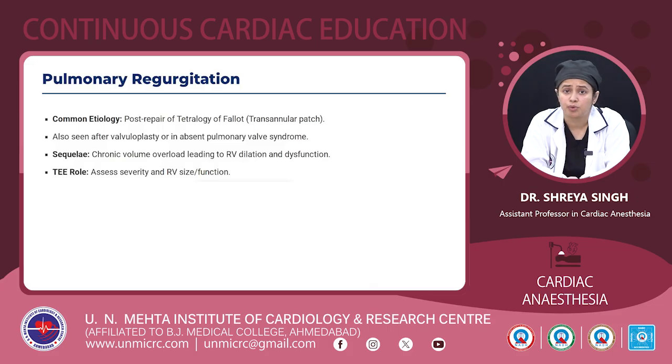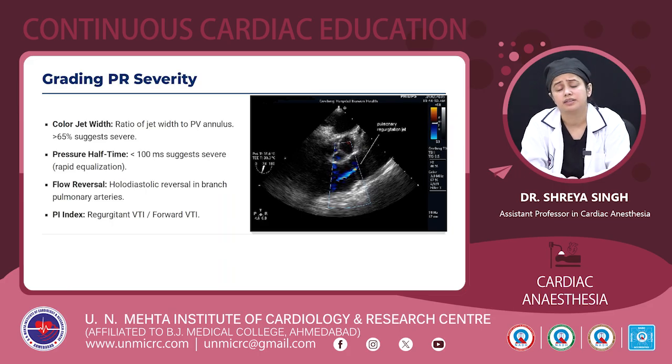Then we have pulmonary regurgitation. Common etiology is post-repair of tetralogy of Fallot, usually after a transannular patch. It can also be seen after valvuloplasty or an absent pulmonary valve syndrome. Sequelae is that it leads to chronic volume overload, leading to RV dilatation and dysfunction. And on TEE, our role is to assess the severity and the size and function of the right ventricle. Again, grading of pulmonary regurgitation.